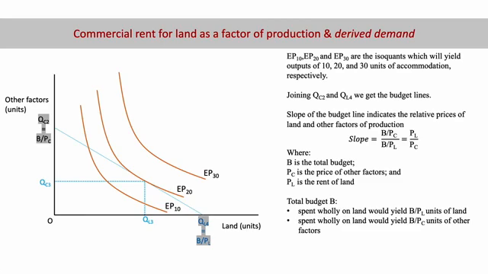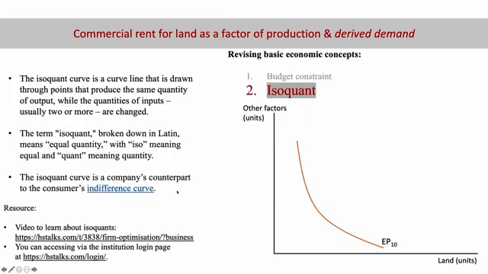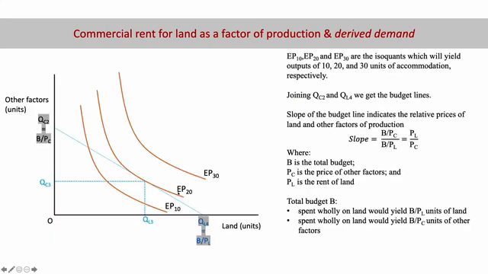One assumption we are making here is that between EP10, EP20 and EP30, EP20 is profit maximizing for the developer, given the budget constraints. So the firm would want to maximize profit and would want to be on the isoquant line EP20. The firm would also want to be on the budget line.